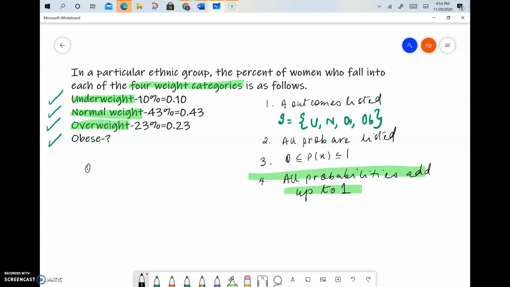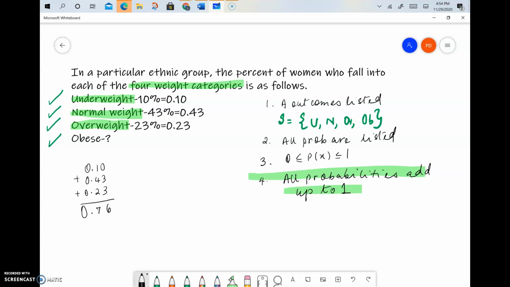So we have 0.10 plus 0.43 plus 0.23. Let's add these up. So that would be 4, 5, 6, 7, 0.76.